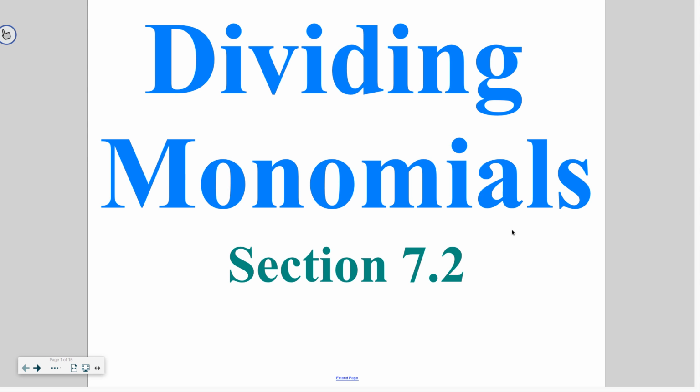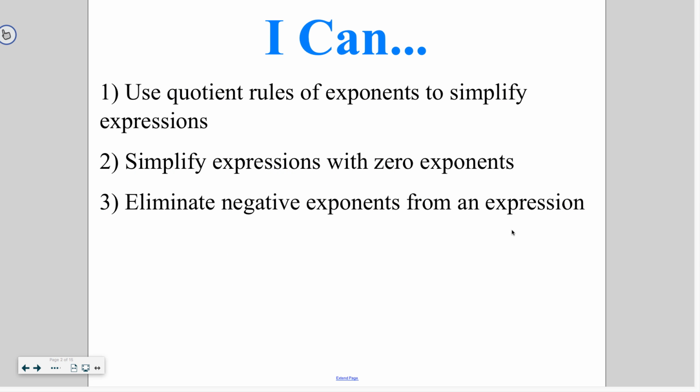Hello class, today we're going to talk about section 7.2, which is division of monomials. By the end of today's lesson, you will know the quotient rules for exponents, you will simplify expressions with 0 exponents, and you will make sure that there are no negative exponents within your monomial expressions.